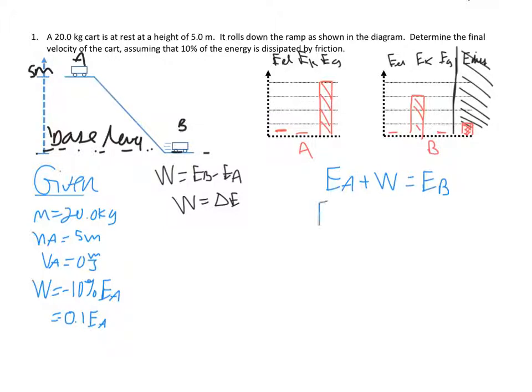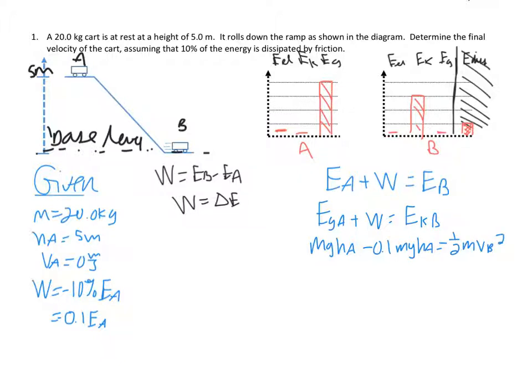Kind of energy at A, we have gravitational potential energy at A plus work equals kinetic energy at B. mg height at A, plus my work, this would be negative 0.1 mg height at A, equals 1/2 m VB squared.